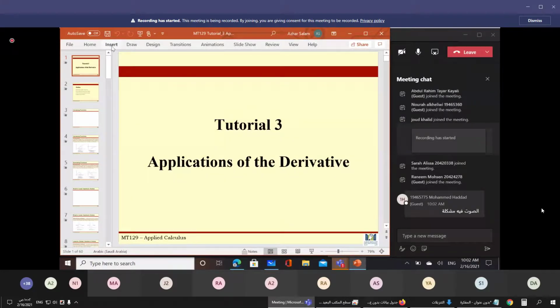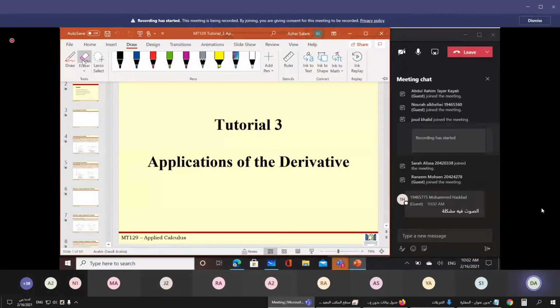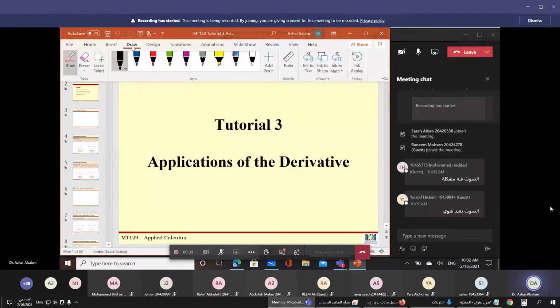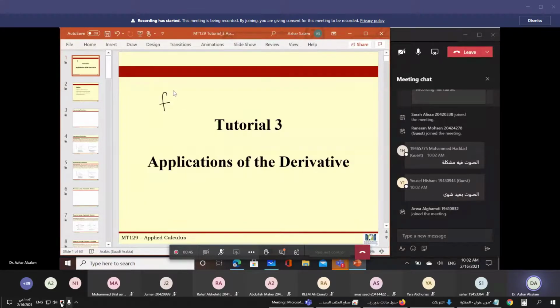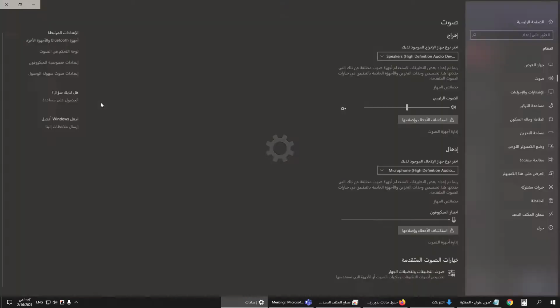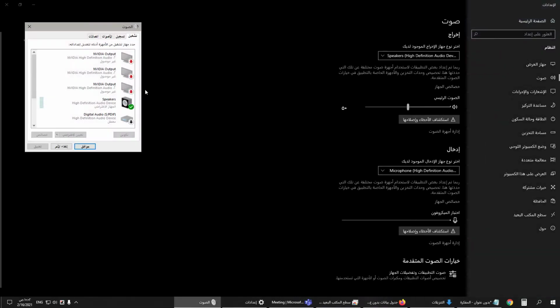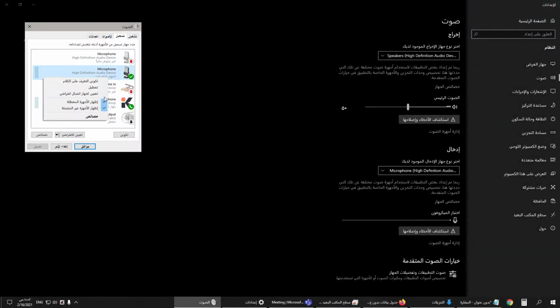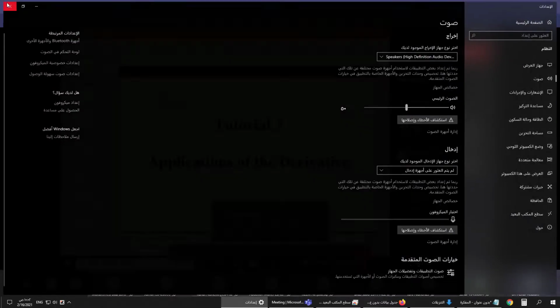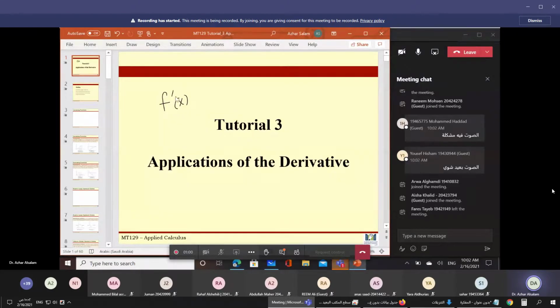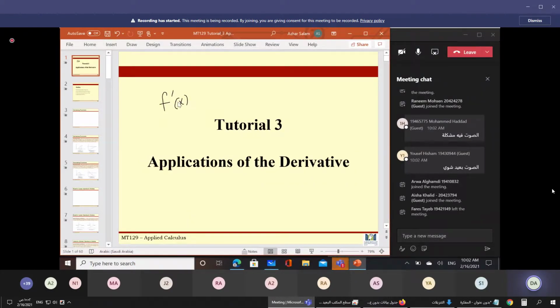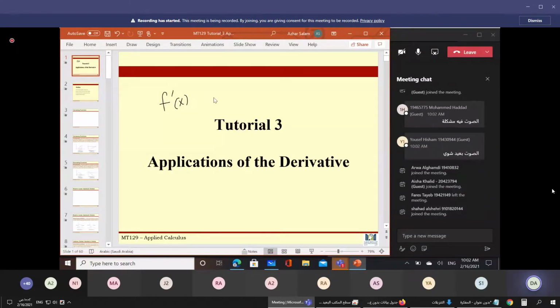In the previous lecture, we finished the derivative, the definition of derivative f dash of x, and we found the second derivative also. We defined it using the limit, right? We used the limit to find the rules to find the derivatives, f dash of x or f prime of x. In this lecture, we will take applications on derivatives.